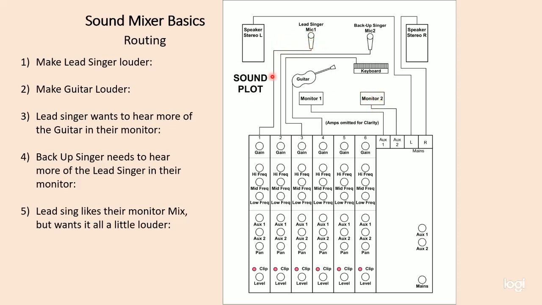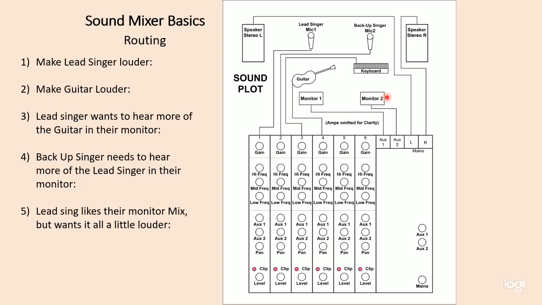I'll do it one more time. Our lead singer signal comes in. I turn up the auxiliary 2 send for that channel, goes to my auxiliary 2 mains, goes out of the soundboard through our auxiliary 2 into monitor 2, and so now the lead singer is louder in monitor 2.